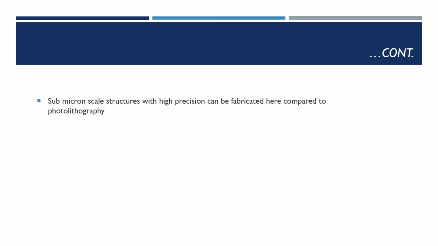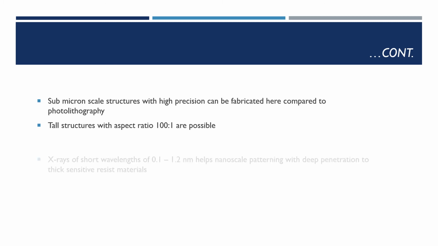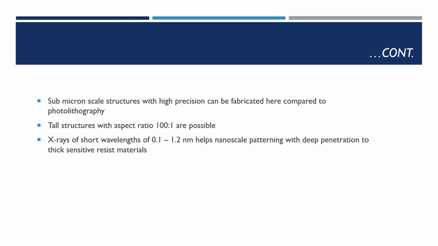In this method, sub-micron scale structures with high precision can be fabricated. Also, tall structures with an aspect ratio of 100:1 are possible, which was not the case with photolithography. Now, if you use X-rays of short wavelengths of 0.1 to 1.2 nanometer, they can be used for nanoscale patterning, which is helpful for the fabrication of NEMS, nano electromechanical systems. This can give deep penetration to thick sensitive resist materials.